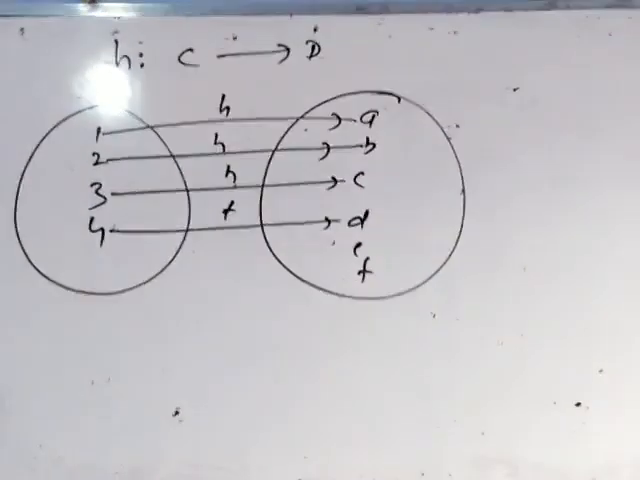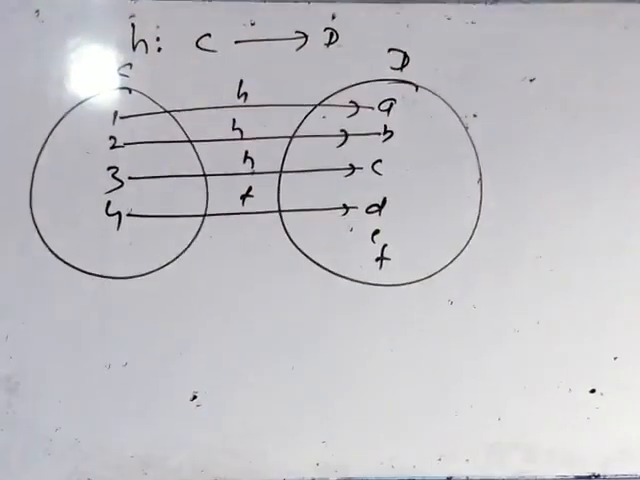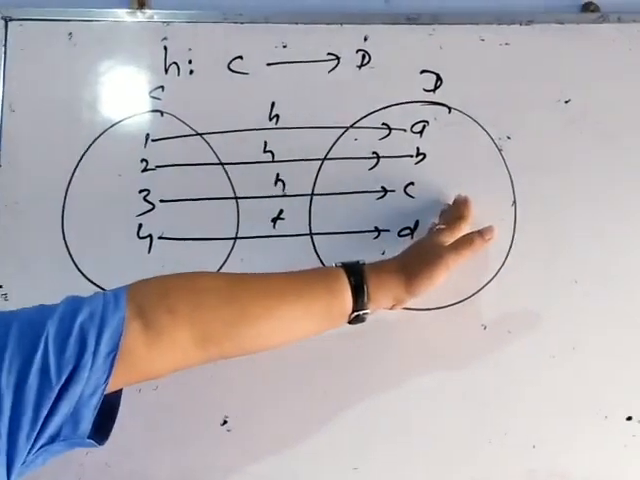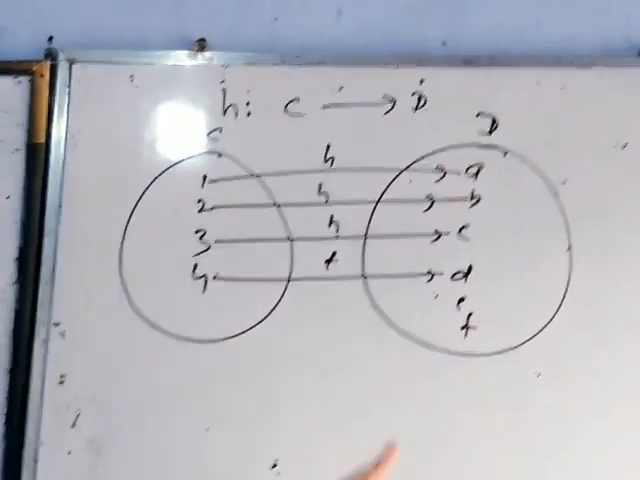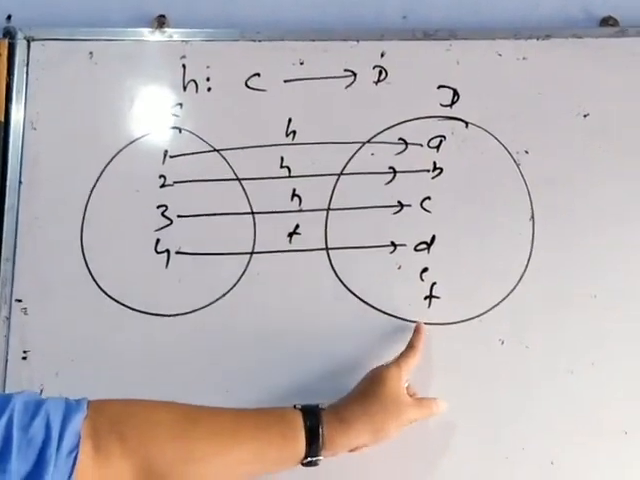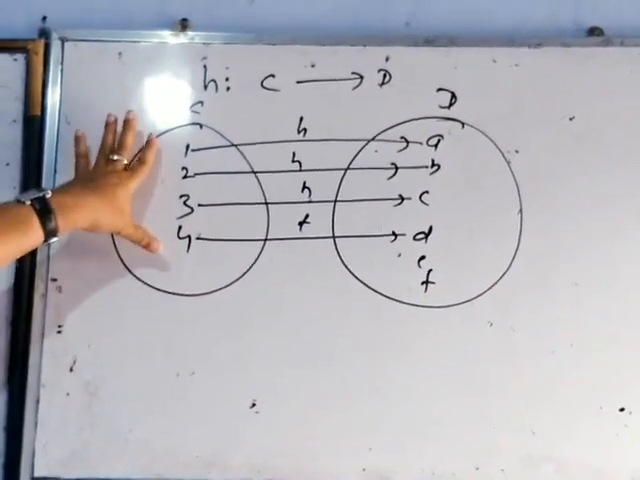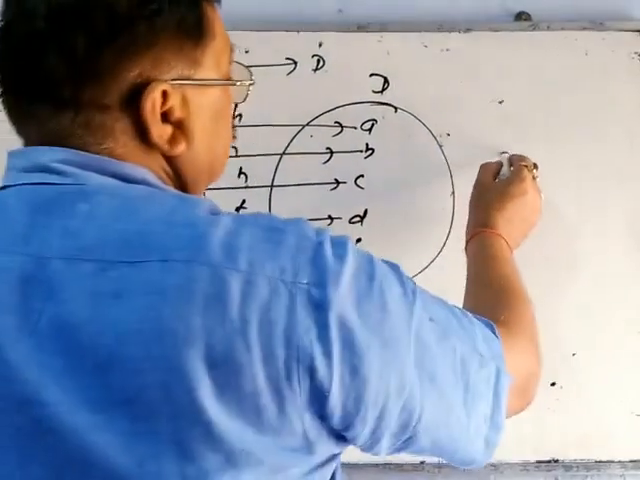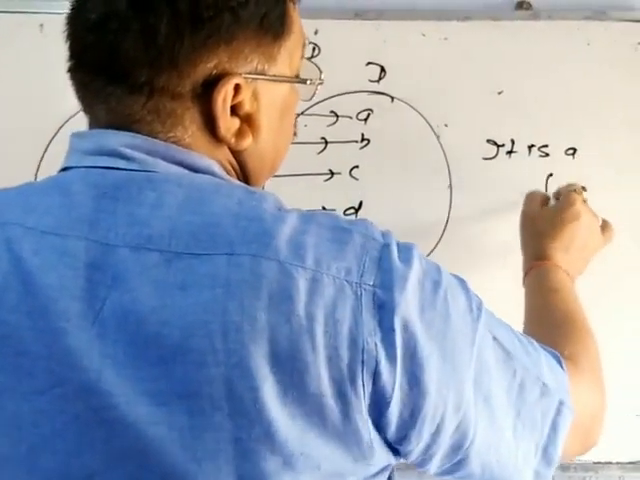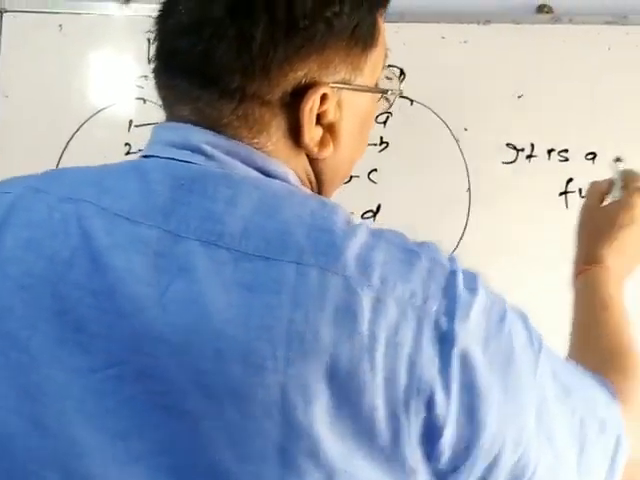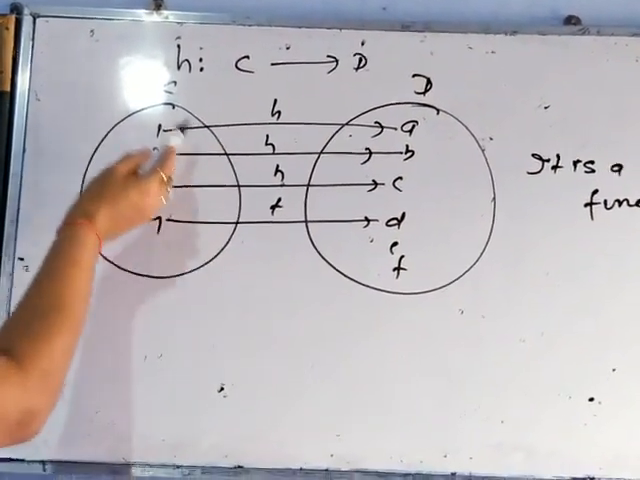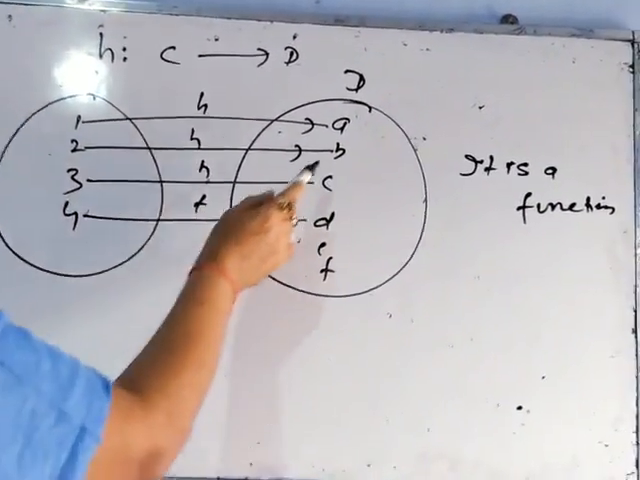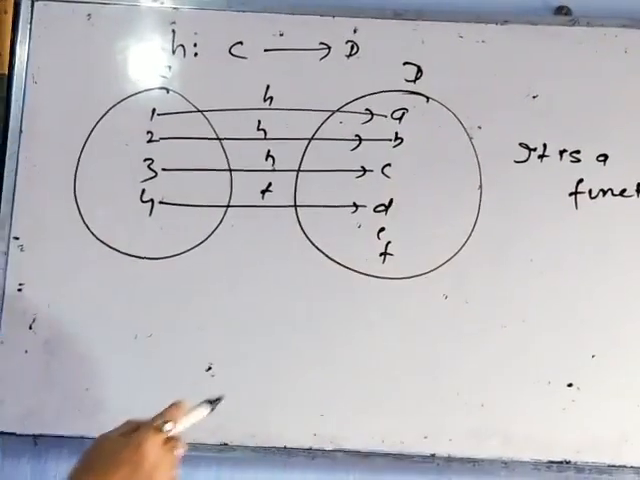Here we see that all the elements of set C are related with elements of set D. It may be possible that some elements of set D are left, but no element of C should be left. It is a function, because here we see no elements of set C are left. All are associated with elements of D, so it is a function, student.